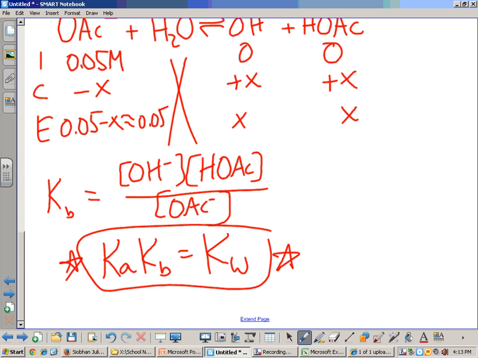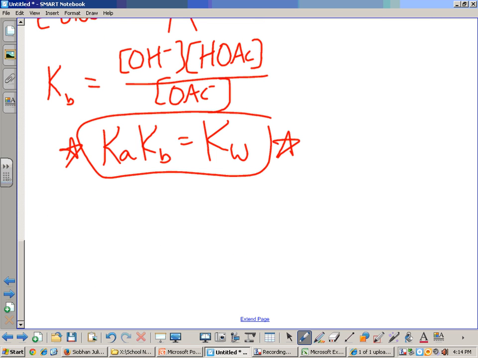The Ka value for a weak acid times the Kb value for its conjugate base is equal to the autoionization constant for water, Kw. So we're going to take the Ka for acetic acid, 1.8 times 10 to the minus 5th, multiply it by the Kb value, which is what we need, and set that equal to 1 times 10 to the minus 14th. Yes, we do have Kb. This relationship will give us Kb.